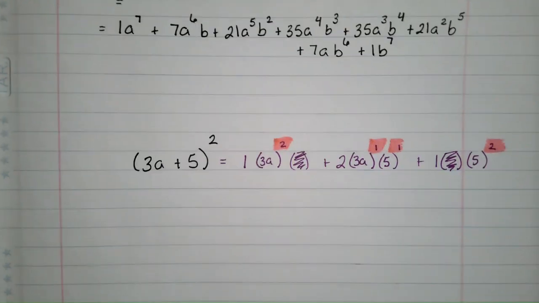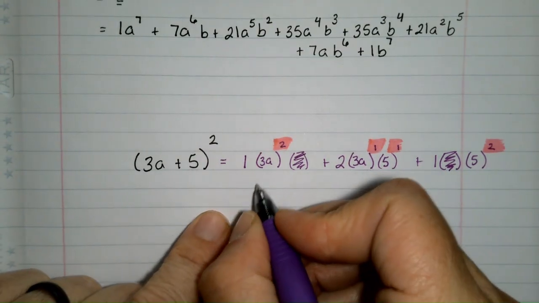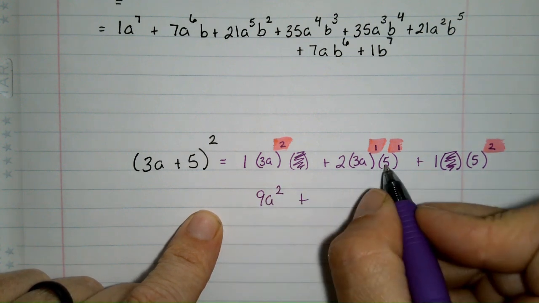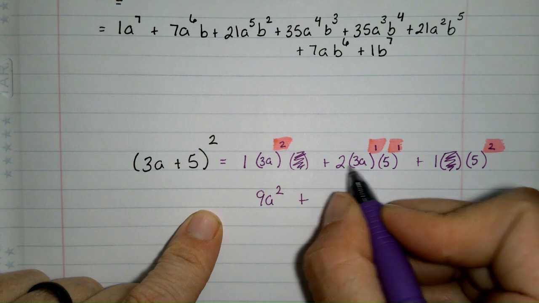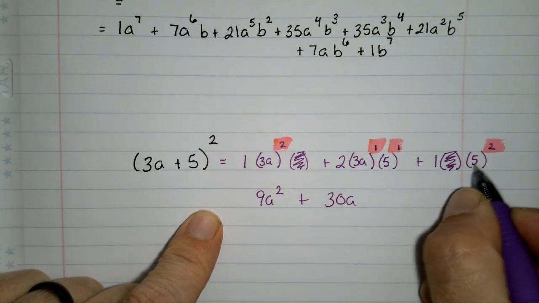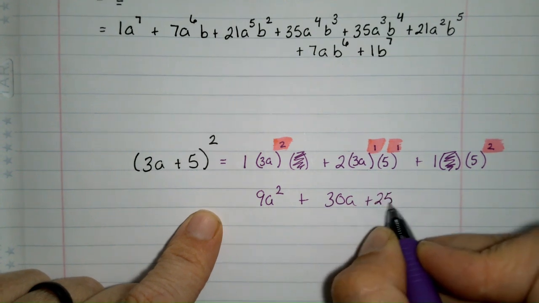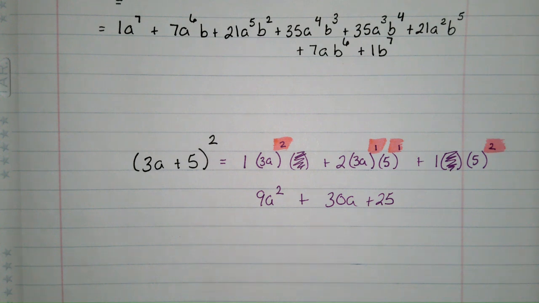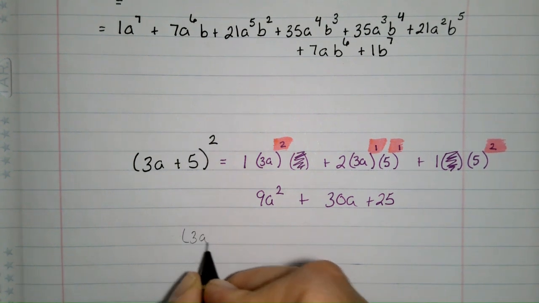So now I'm going to simplify that. 3a times 3a is 9a squared. 5 times 2 is 10, times 3a is 30a. And 5 times 5 is 25. So that's using Pascal's triangle. This was just squared, so why not just FOIL it out?